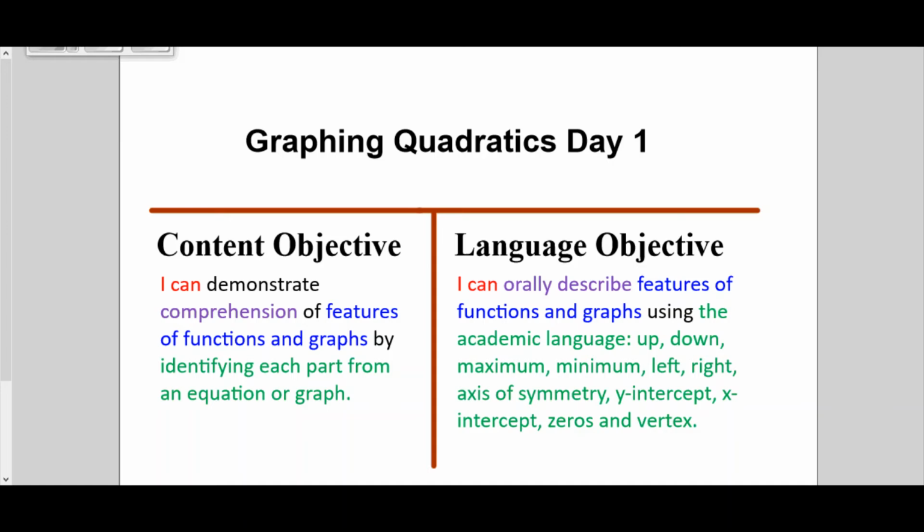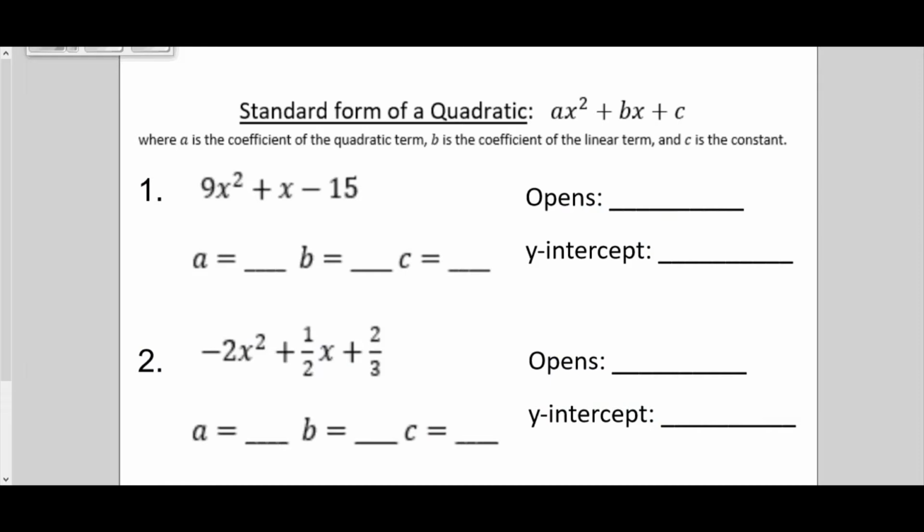This lesson is called Graphing Quadratics Day 1. So we're going to start off by just reviewing the standard form of a quadratic. We've seen this a couple times now, where the standard form of a quadratic is ax squared plus bx plus c.